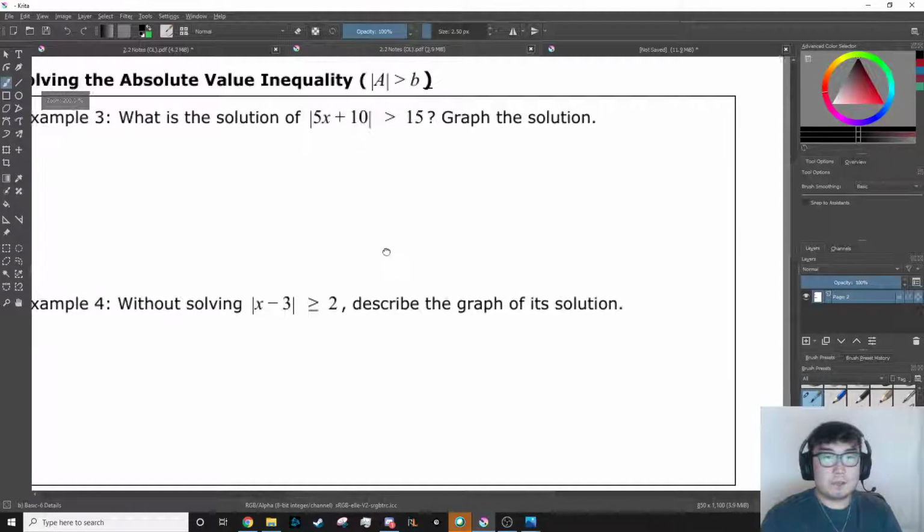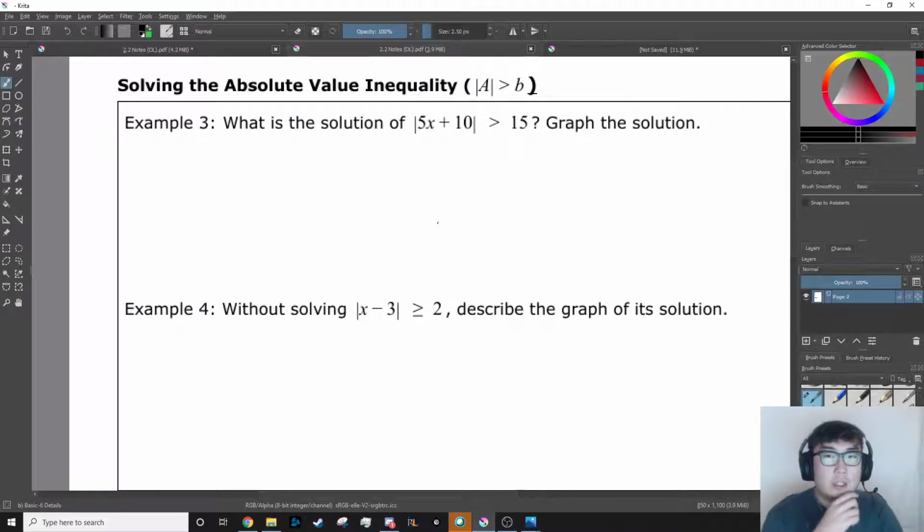So let's look at solving absolute value inequalities when the absolute value of A is greater than B. So what is the solution of the absolute value of 5x plus 10 is greater than 15?